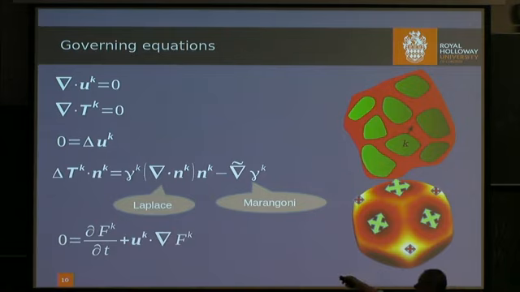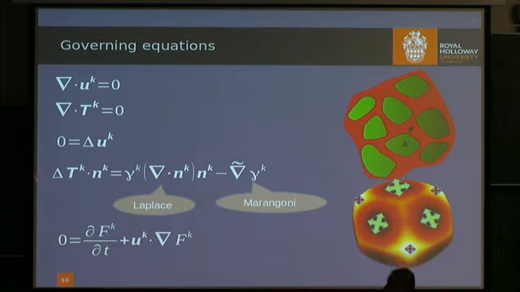Within each of these domains, we solve for conservation of mass and conservation of momentum. T is the stress with the pressure included. You have a no-slip boundary condition. And very importantly, we have this stress jump condition here. Okay, so it's worth spending a couple of minutes looking into this equation.